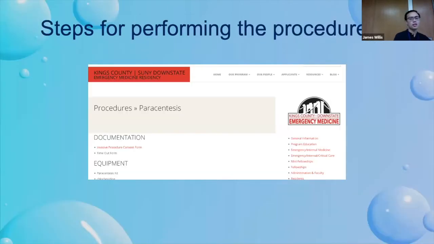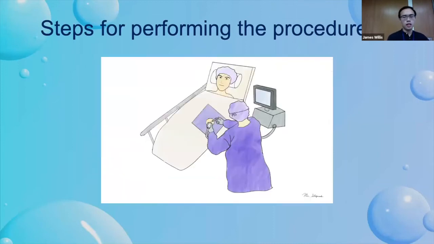So some steps. First, you want to consent and discuss the risk of procedure with the patient. If you're doing a lateral approach, you want to position the patient supine with the head of the bed slightly elevated. If you're doing a sub-umbilical approach, it's best to put the patient left lateral decubitus because the bowel floats up. So you avoid puncturing the bowel.